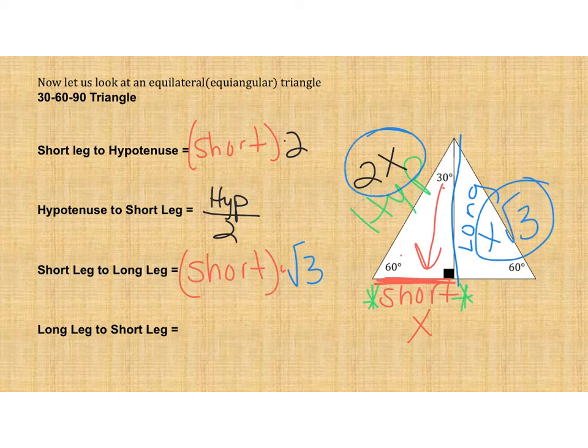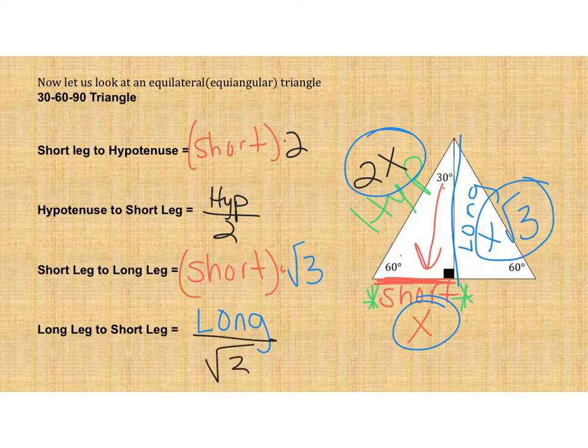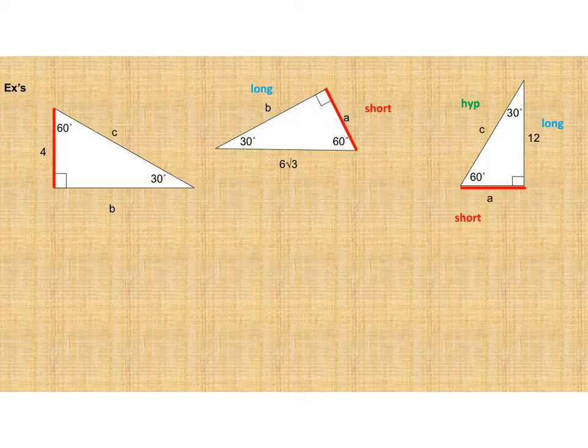All right? So how do I go backwards? How do I go from my long leg back to my short leg? You're going to take your long leg and you're going to divide by root 3. There are the rules. So let's try some examples.